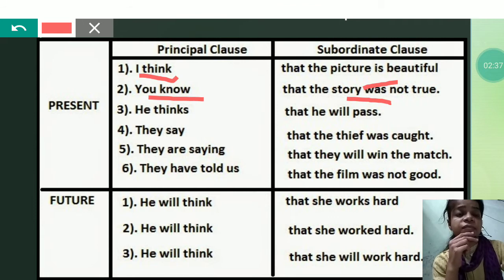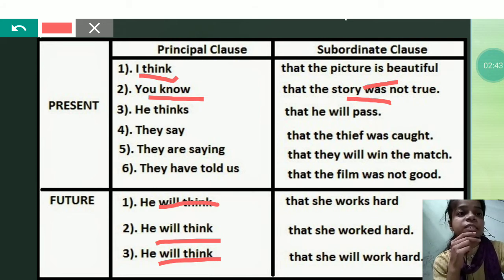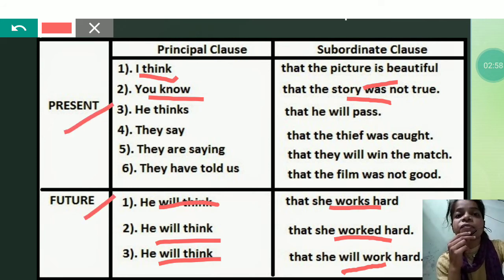Same you can see in the future tense. He will think is common in all the three sentences, but in the first sentence, works is present tense, worked is past tense, and will work is future tense. So whenever we are using present tense or future tense in the principal clause, we can use any tense in the subordinate clause according to the situation.